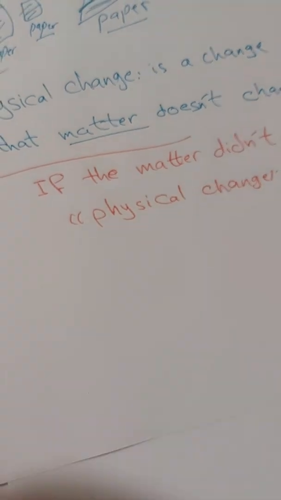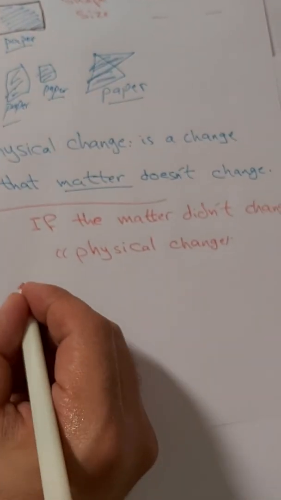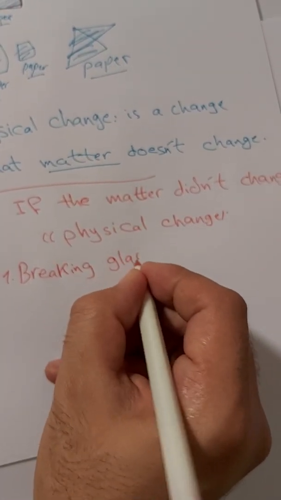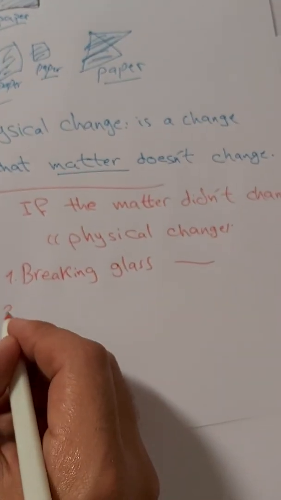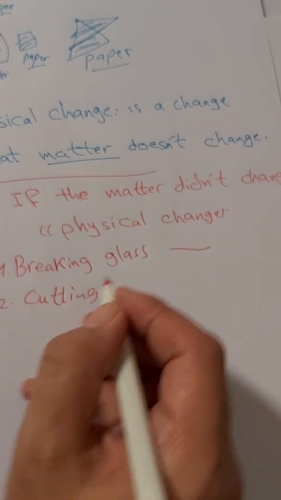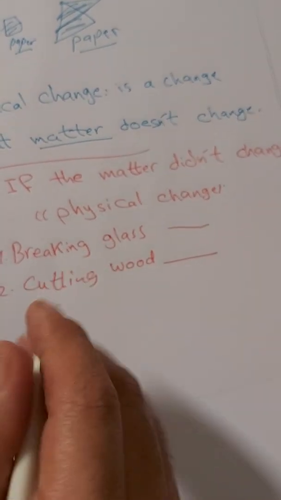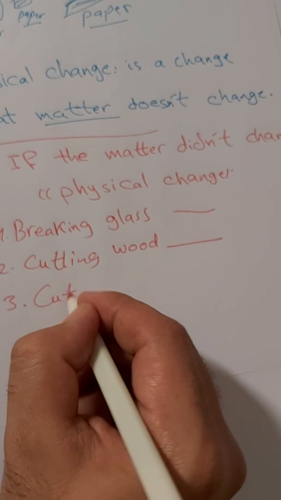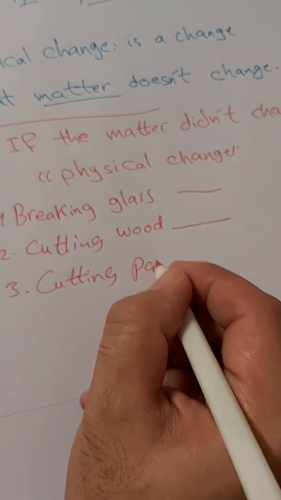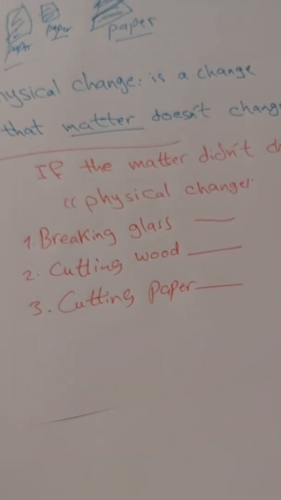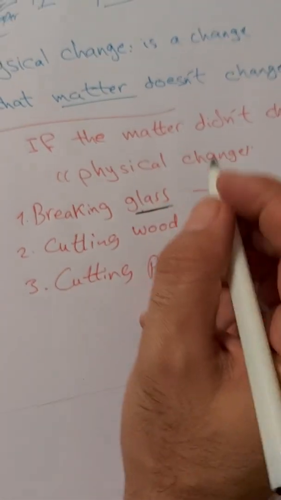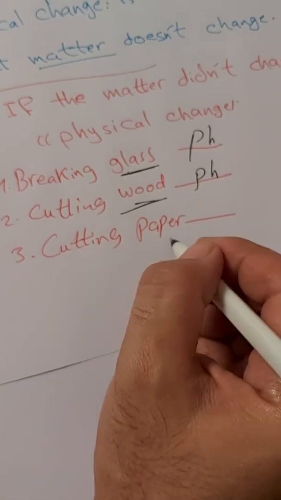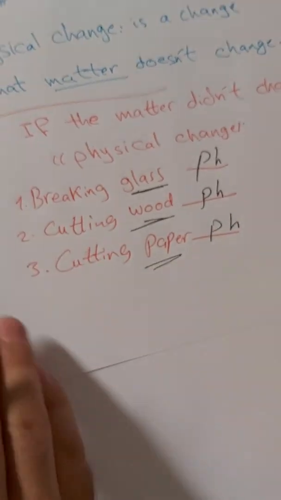Okay, like what? If I said breaking glass, physical or chemical? Number two, cutting wood, physical or chemical? Now, cutting or tying or folding papers, for example. We know here, breaking glass, the glass will stay glass. So this is physical change. Cutting wood, the wood will stay wood. Physical. Cutting paper, physical. Okay?